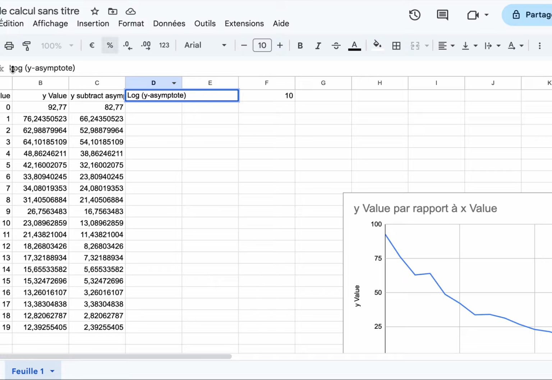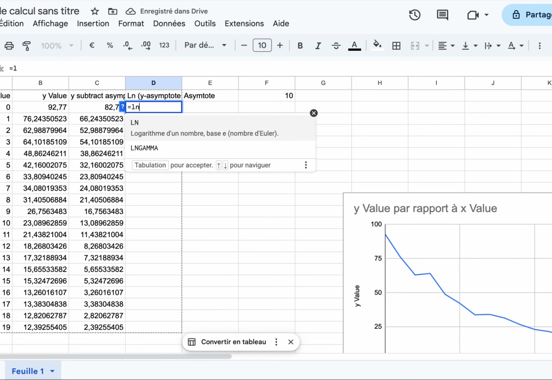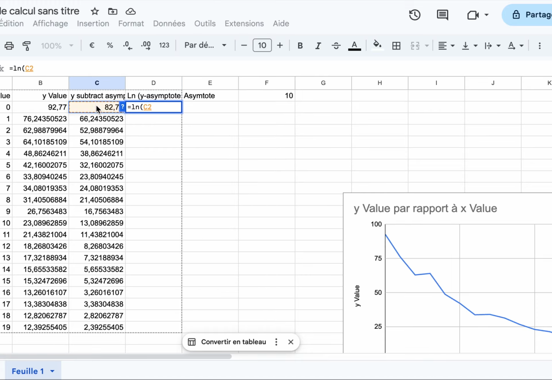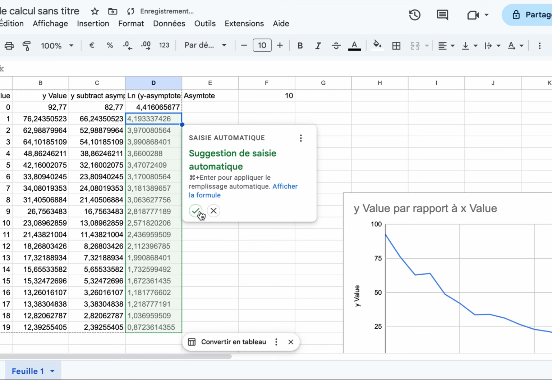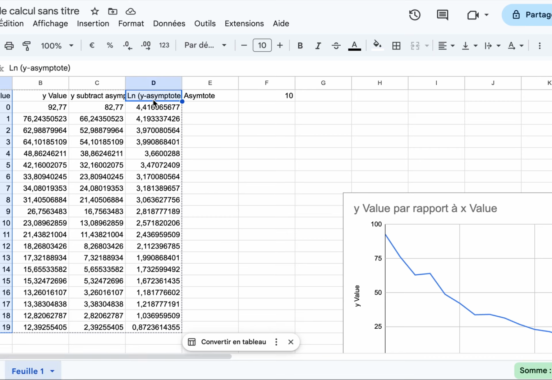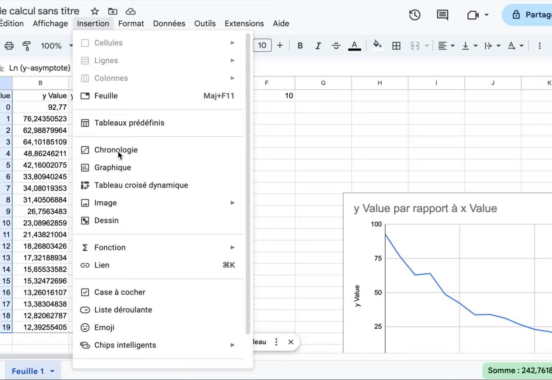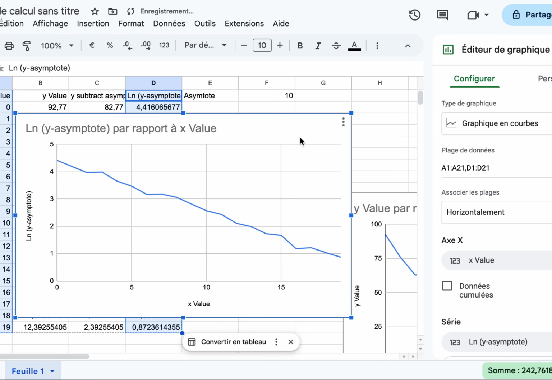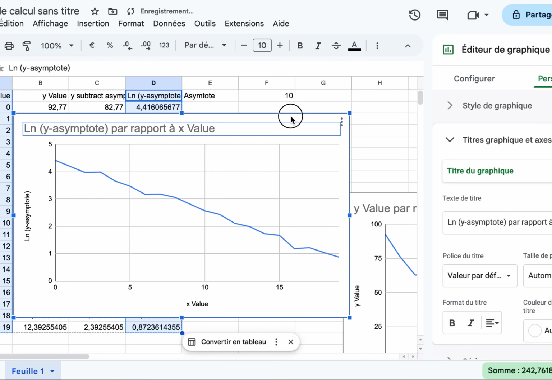I'll make it ln, not just log, so ln, and I'll do equals log of this value here. Put it all the way down, and let's see if we get a straight line from that. I'll take these values, command paint, and do insert and then graph. What do I get? Now I've got something. It looks a bit more like a straight line.